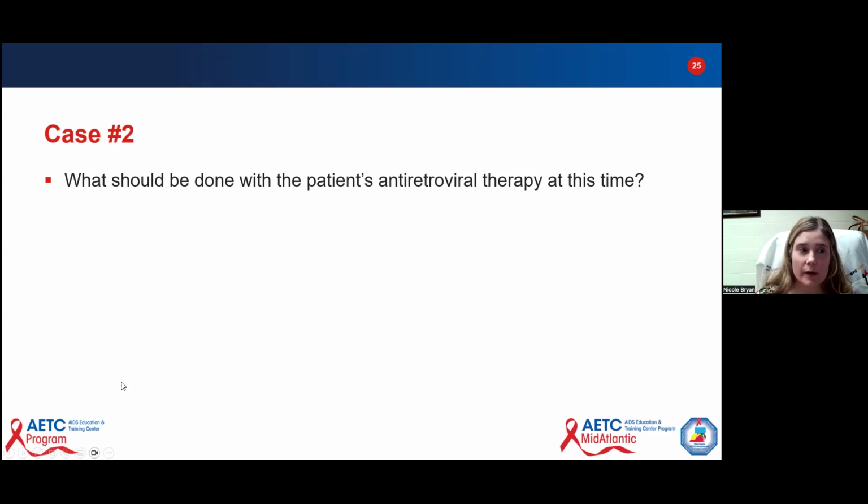So any thoughts on what we might do with the patient's medications as far as her antiretroviral therapy at this time? So she's on Truvada, the TDF, emtricitabine, and dolutegravir, I believe was the other one. But it's working. She's suppressed.